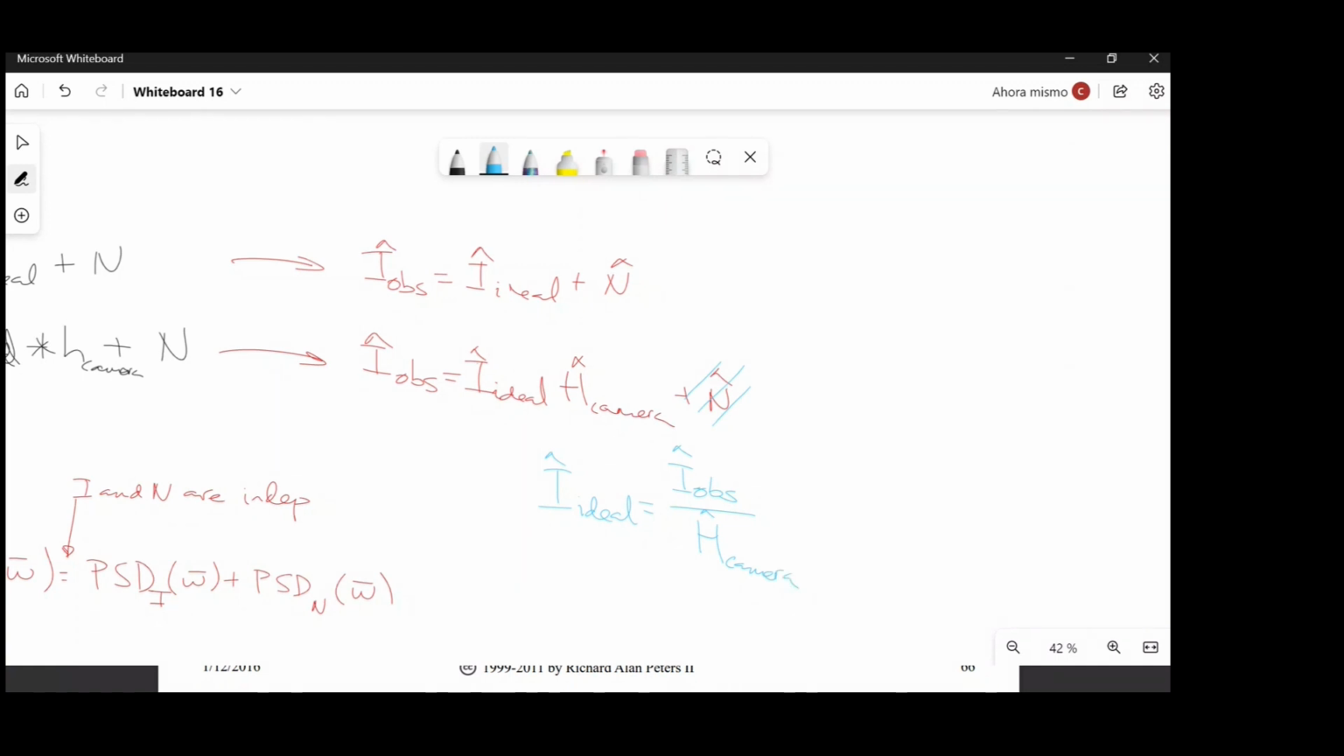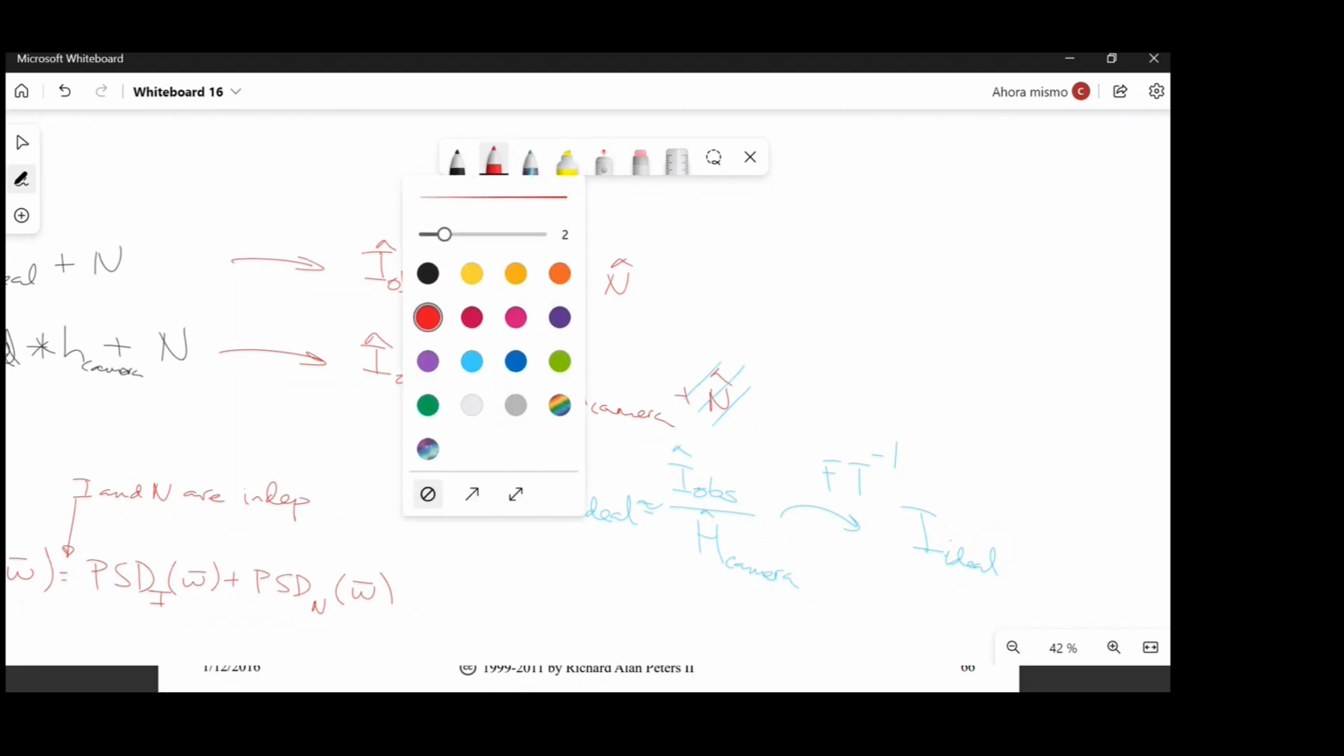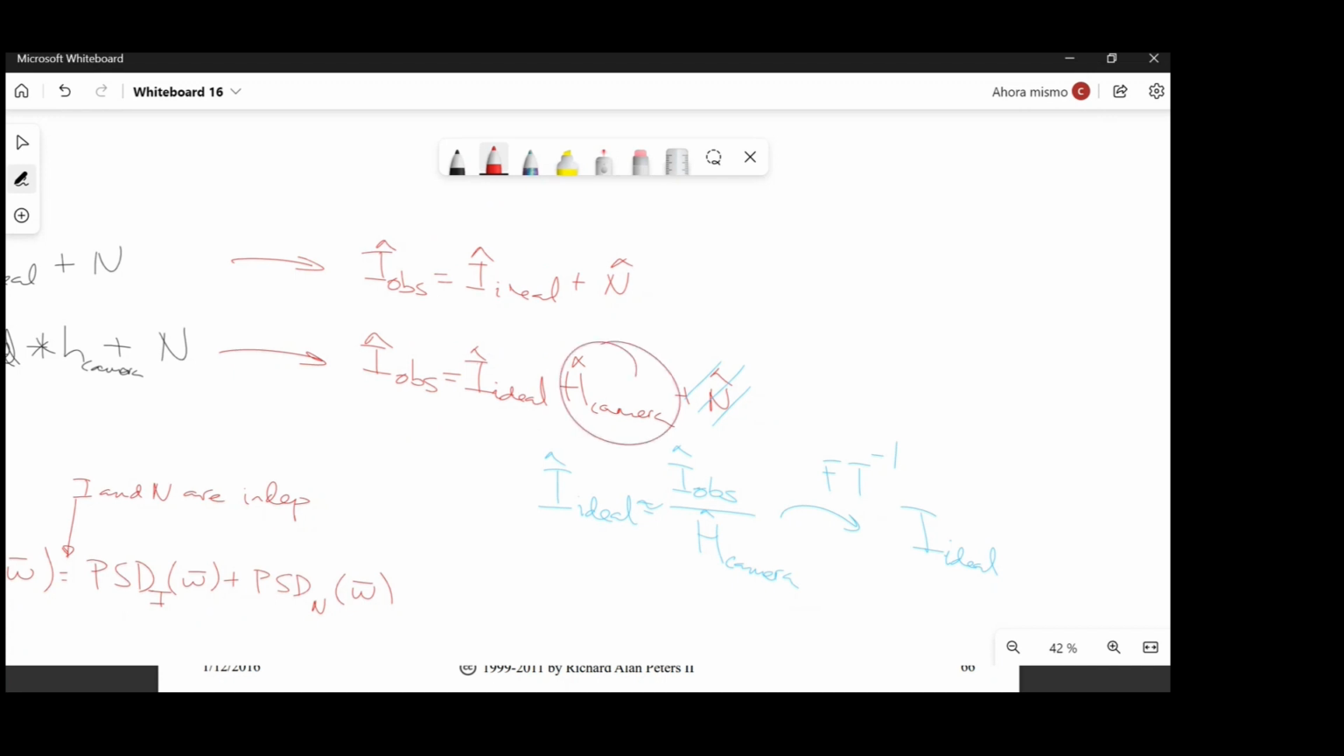And then I have an estimate of what the ideal image should be. And all I have to do is take my image and I can recover an estimate of the ideal image. Let's think of a bit of this. Let's say that this filter is a low pass filter. Let's say this is a Gaussian with a given sigma.